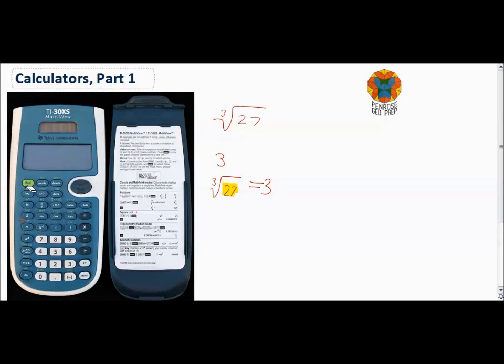Okay, now one last thing we're going to talk about, and then that's the end of the introduction to this calculator. There's a super useful thing hiding at the bottom of the calculator. It's the answer key. And let's talk about how to use it.